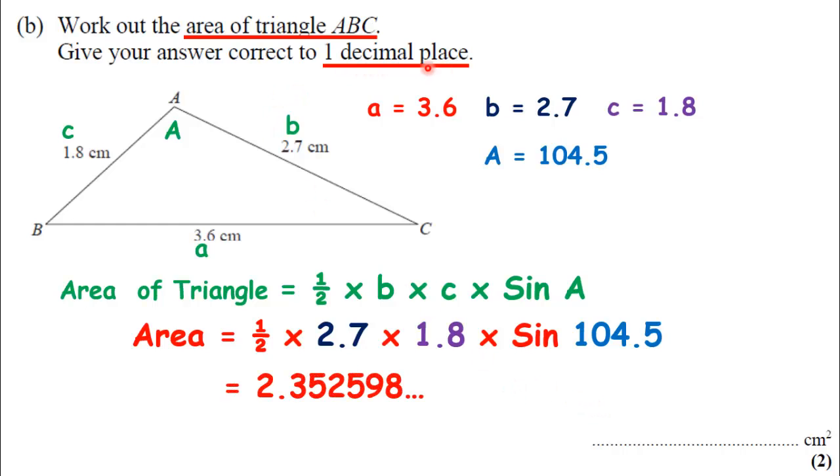Remember the question said give your answer to one decimal place. So find the decimal point, count one number after it, and we're going to chop it off there. That's a 5. If we round that up, that's going to be 2.4 centimeters squared, and that's the area of that particular triangle. Really straightforward one there. This question carries a lot of marks. Make sure you do know it. It's very likely you'll get something of this type in the actual exam.